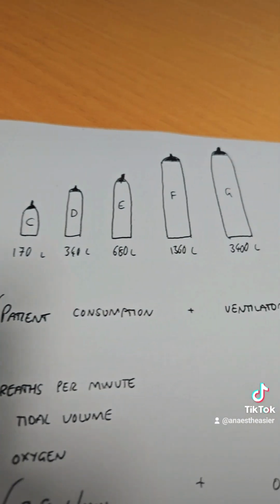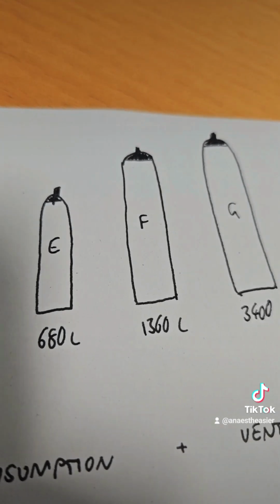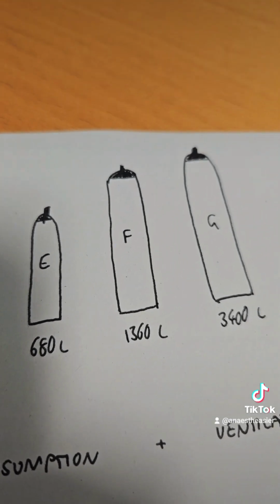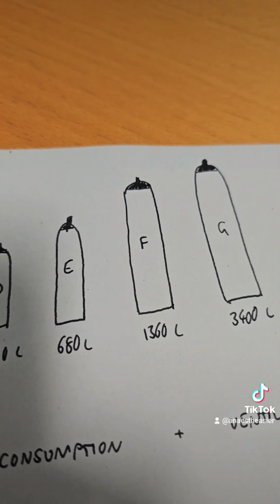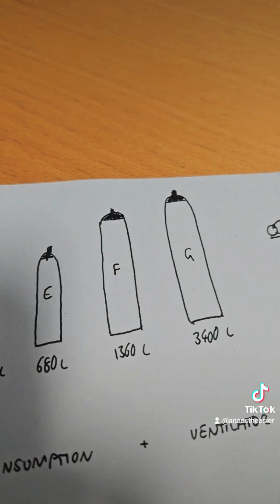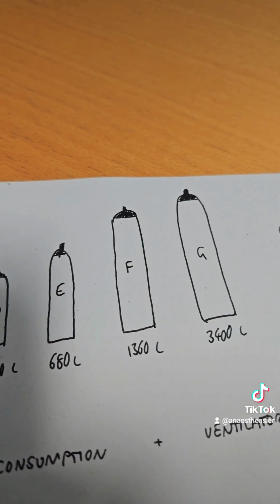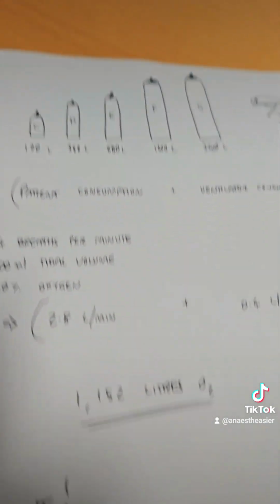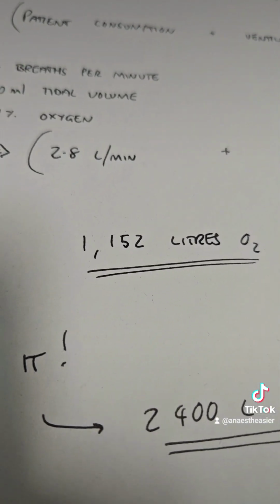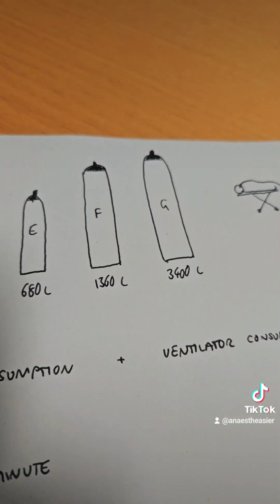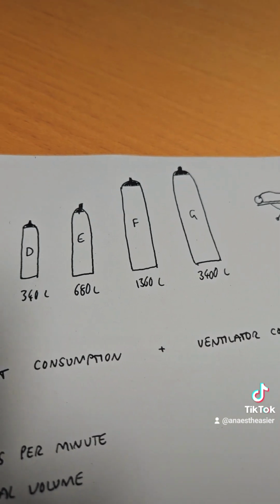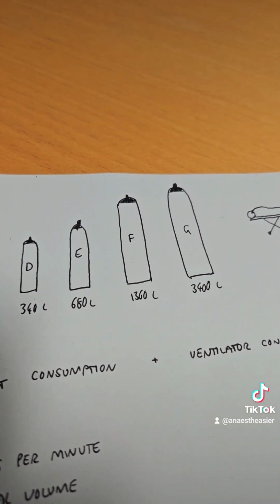So your sweet spot is probably 2 size F cylinders, will give you more than enough oxygen. It's easily manageable. And if your cylinder fails, you've got a backup, and 1,360 should be more than you need anyway. So even if one of your cylinders fails, you should have more than enough. So that's your safest and most practical way of carrying enough oxygen.